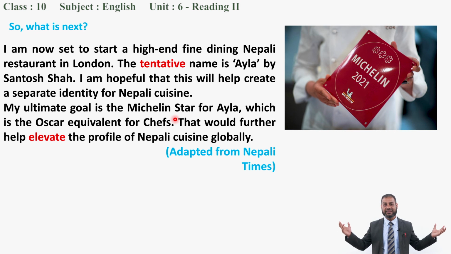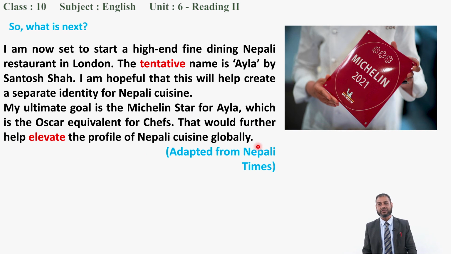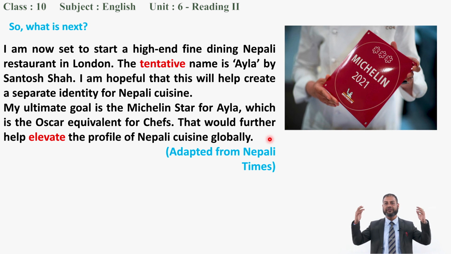He wants to win the trophy, competition. That would further help elevate the profile of Nepali cuisine globally. And his one and ultimate goal is to make our Nepali cuisine, Nepali food very famous in the world. See, what a good dream. What a nice dream. What a good thing he wants to do in his life. Not only earning money, but at the same time spreading the name and fame of our country. So, have you got it, dear students?